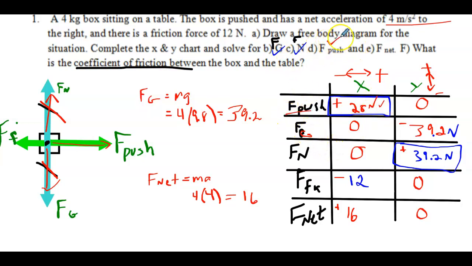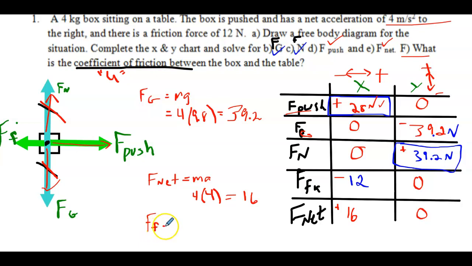So I got my pushing force, I got my net force. I've done everything except for what is the coefficient of friction between the box and the table. The coefficient of friction is the Greek symbol mu. It looks like a cursive U, the way that I write it. And we're going to use the friction force for that. And we have everything that we need.